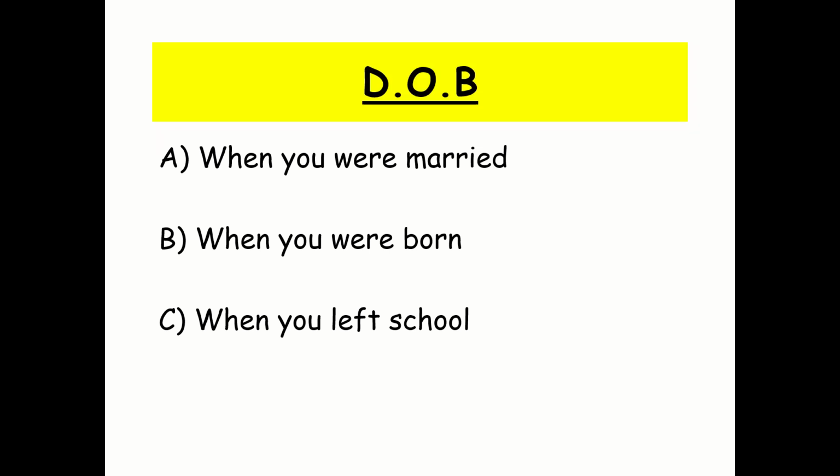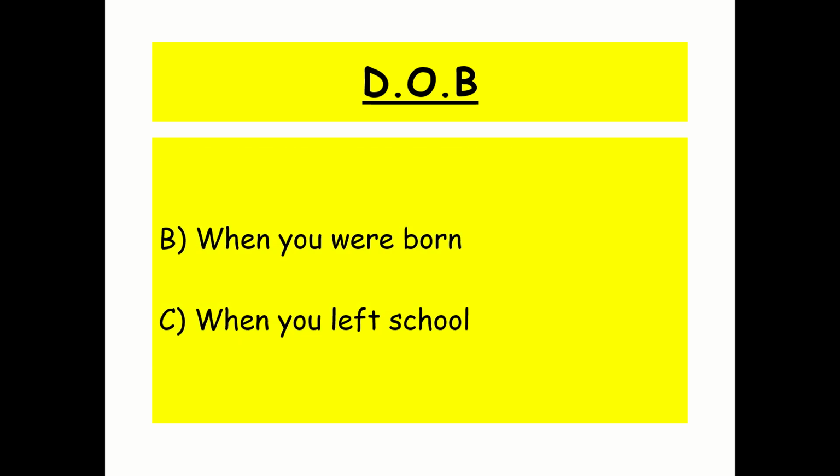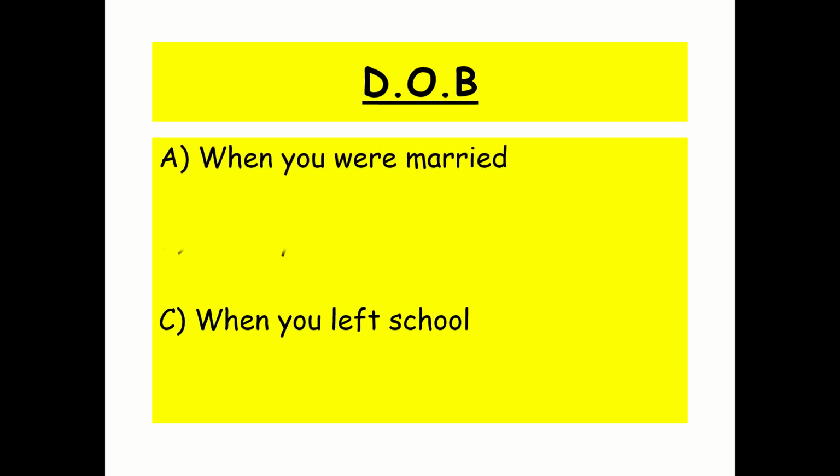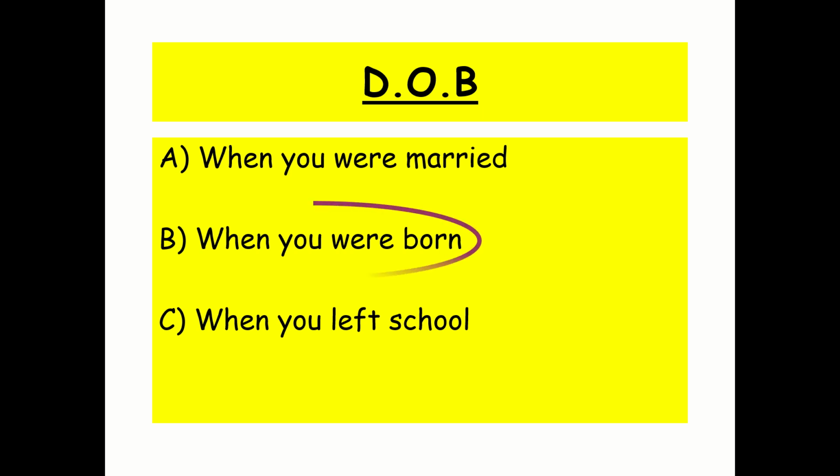Okay, so DOB, what does that mean? Is it A, when you were married, B, when you were born, C, when you left school? Let's check the answer. The answer is B, when you were born. DOB stands for date of birth. In the UK, we normally start with the day, followed by the month, and then the year.